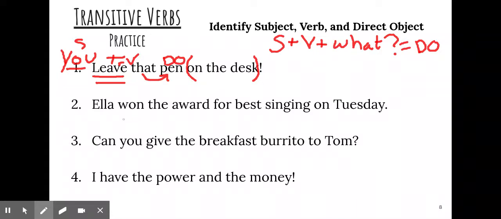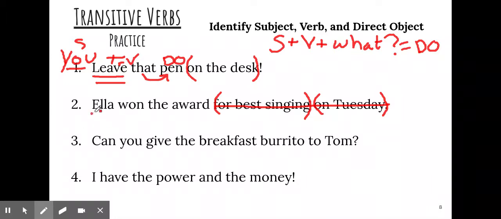Number 2, "Ella won the award for best singing on Tuesday." Here's a little tip. If you want to make this easier for yourself, we really could get rid of prepositional phrases. That's one of the best ways to get correct answers when we're looking for subjects, verbs, and their complements, like direct objects and indirect objects. So if you see some prepositional phrases, why don't we just identify them and say, all right, we're not going to find a subject, a verb, or a direct object in prepositional phrases. So we can actually forget that these are here. We don't need those for what we're doing right now. We do need a subject, a verb, and maybe a direct object.